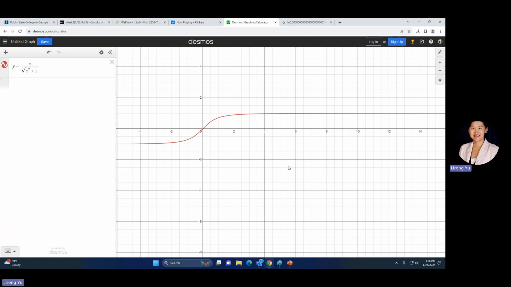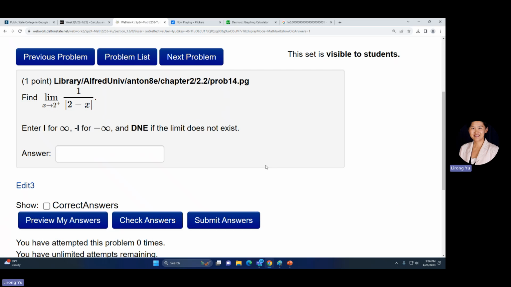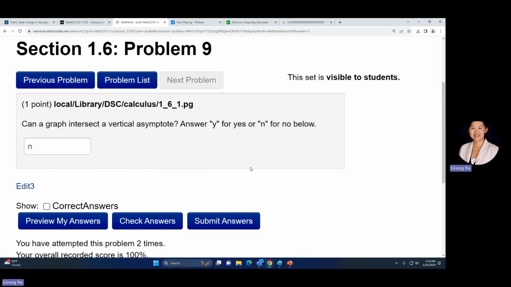Are there any questions about the homework? We have 1.7. Right now it's 1.6. Oh, there's a reading question on the homework. Yeah, there's one, that's the only one. The answer should be no. The graph is not correct.